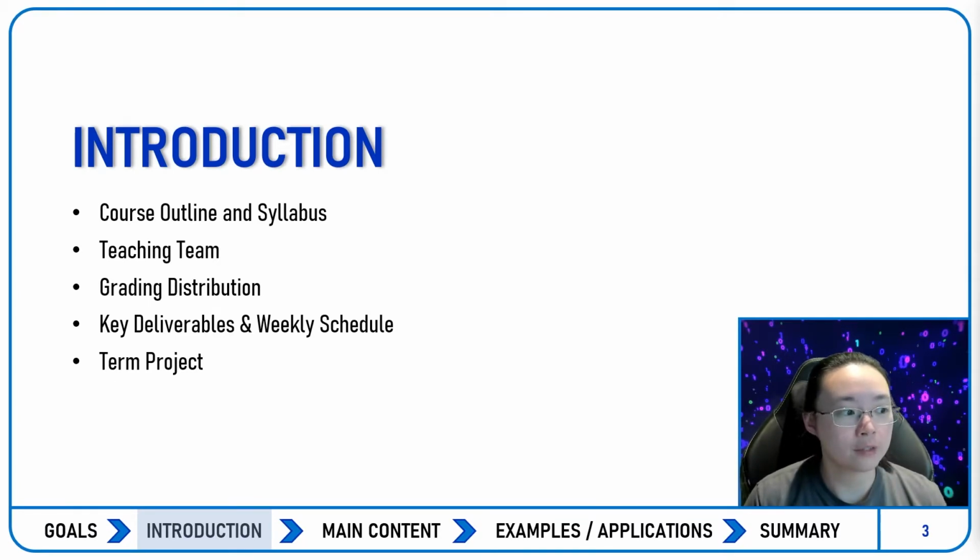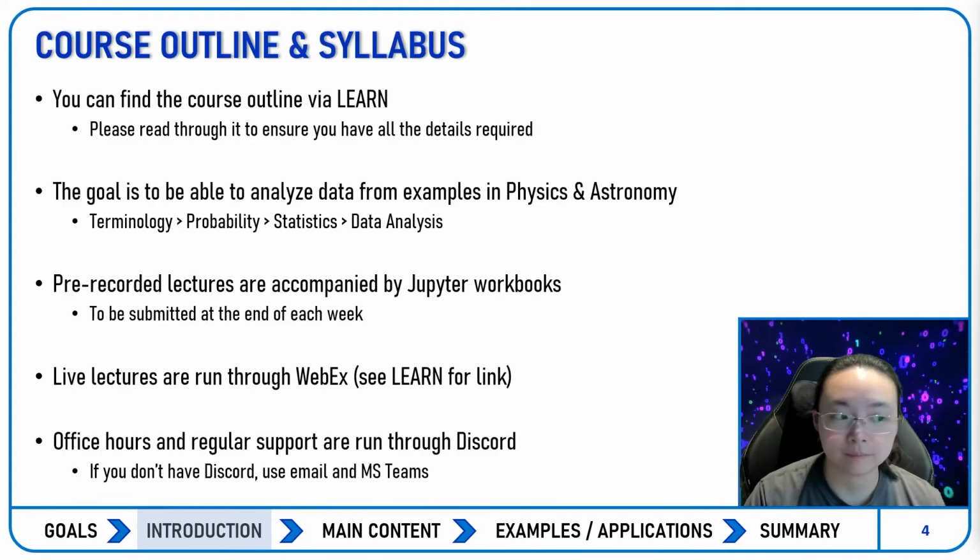Okay, so as an introduction, we want to go through the course outline and syllabus, the teaching team, the grading distribution, key deliverables, and weekly schedule, as well as the term project. So first of all, you can find the course outline and syllabus on Learn. I would suggest reading the whole thing, just to make sure you know exactly what is required of you for each type of deliverable, as well as to know the different topics that we'll cover throughout the course. And there's quite a lot of topics to cover, so even though this first couple of weeks is fairly slow-paced, we'll start picking up the pace within week 2 or 3.